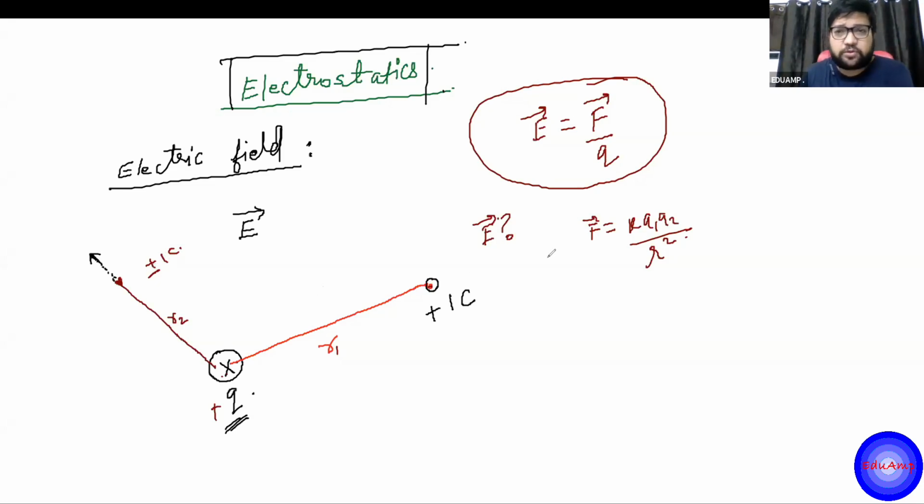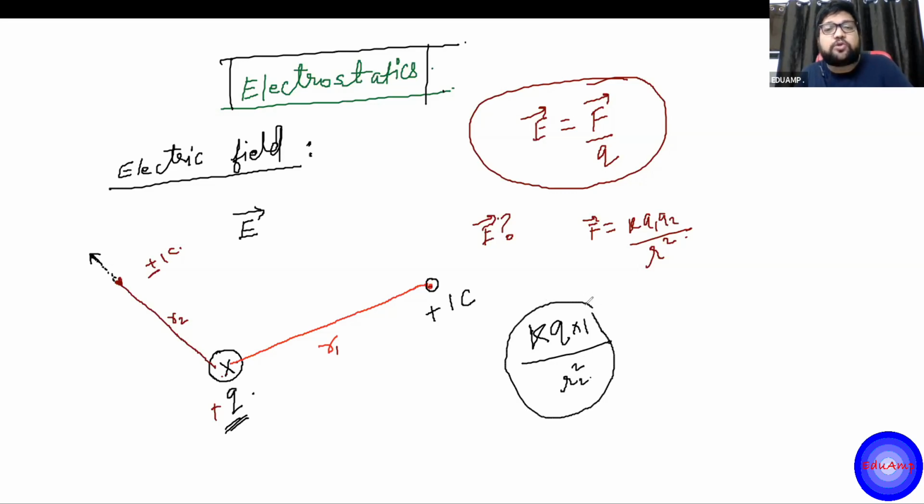What is the magnitude? The force on this 1 coulomb charge is simply the electric field. So K Q1, where Q1 is Q here and the other one is 1 coulomb, so I simply write 1, divided by the distance square, let's say R2 square. This is the magnitude of the electric field. So this is how we find the electric field.